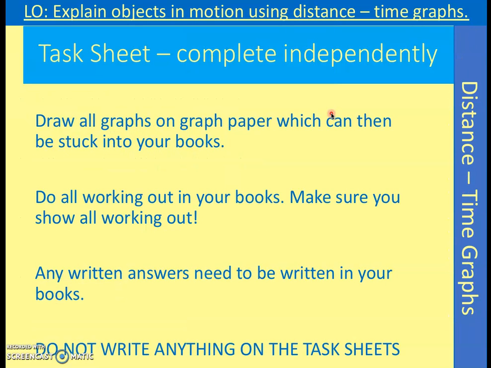Okay, what I'd like you to do now is complete your task sheet. So I'm going to ask that the teacher gives you 20 minutes. Should help you to get this done. Make sure you draw all graphs on graph paper and then glue them into your book. Do all your workings out in your book. It is so important in the exam that you show all workings out. Make sure you show them all. And any written answers need to be written in your books. Okay? Do not write anything on the task sheet. Pretend like this is an exam. Everything needs to go in your book. So pause the video and get going.